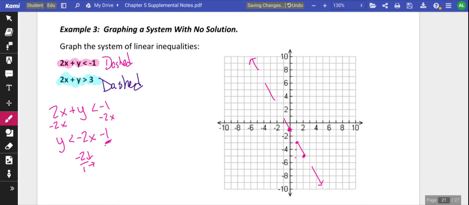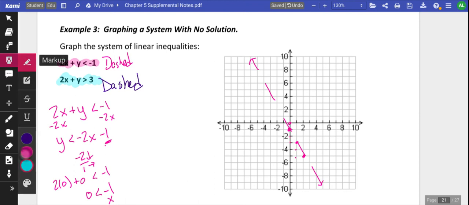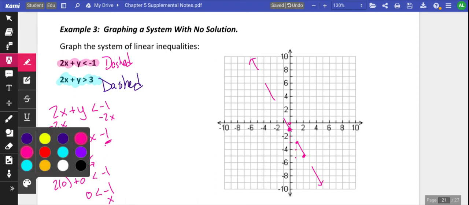Okay, and then I'm going to use my test point. Okay, 0, 0, what are we thinking? Is it going to be true or not true? Okay, 2 times 0 plus 0 less than -1. So is 0 less than -1? Well, 0 is not going to be less than a negative number. So no. We're not going to shade the part with 0, 0. We're going to shade the part without 0, 0. Okay, so all along this line.